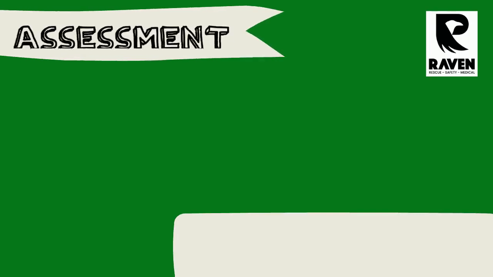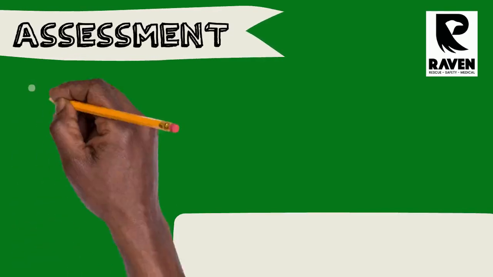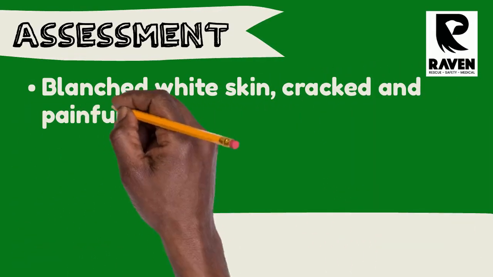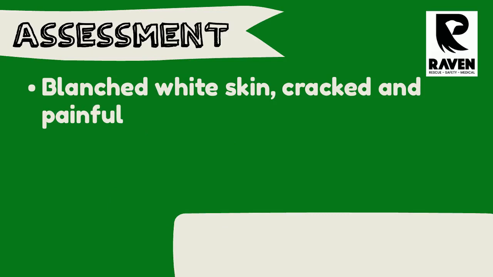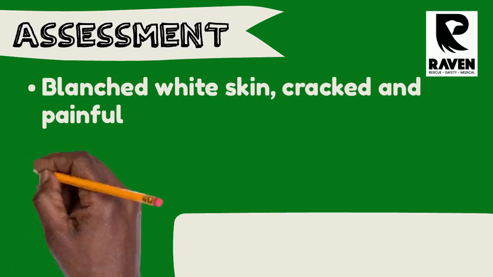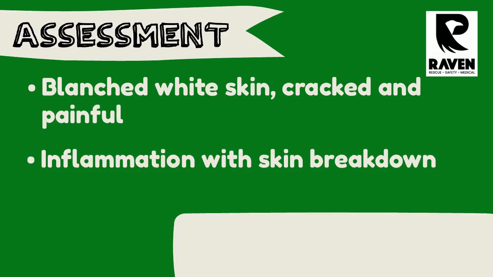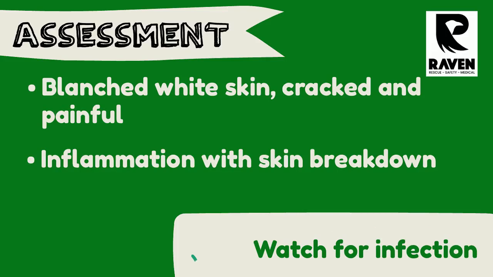When assessing somebody for non-freezing injuries, examine the skin. If you see blocks of blotchy white skin, deep cracks, or very painful skin, as well as signs of inflammation, redness around there, or the skin will break down and you'll actually have pieces of skin coming off the feet, those are all signs of non-freezing injuries. Your key point here in assessing is to look for signs of infection, red, inflamed skin, or any discharge coming from the injured tissue.